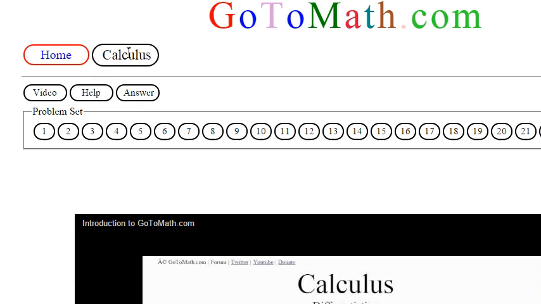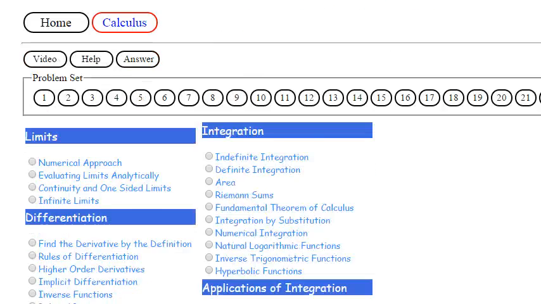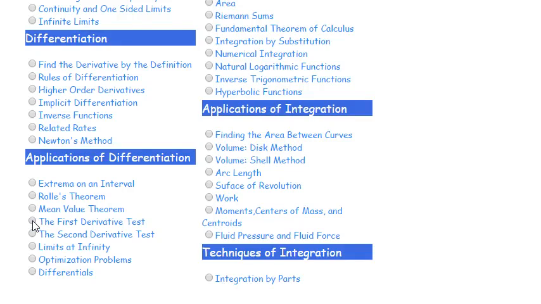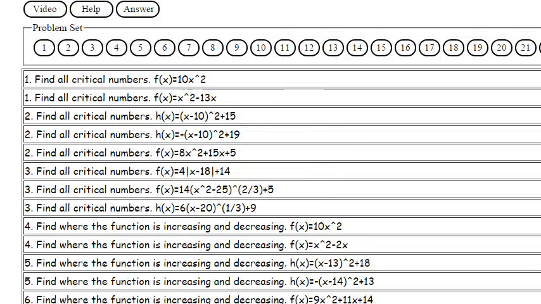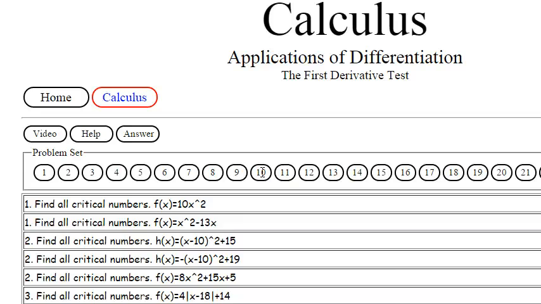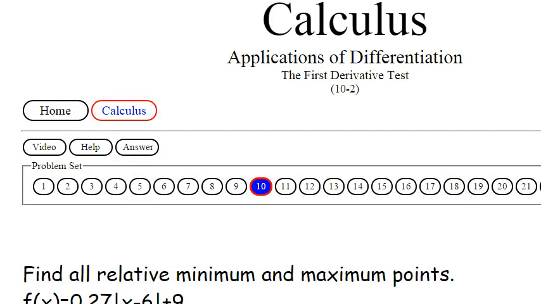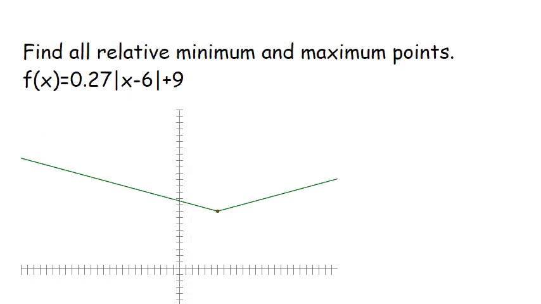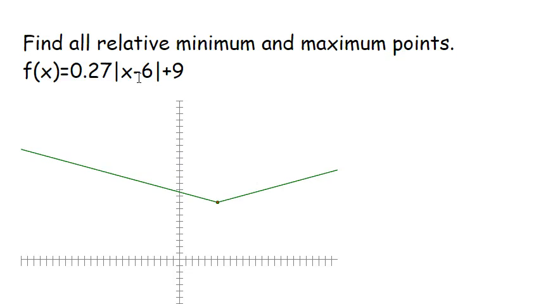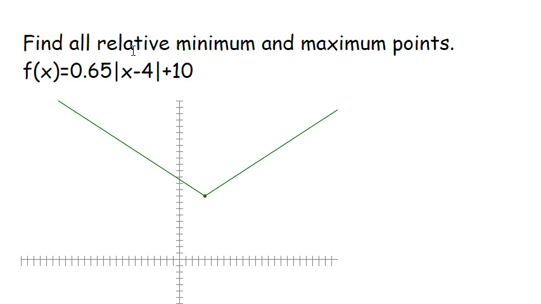Okay, we're here at go-to-math.com. Click on the calculus and let's go down to the first derivative test. And I believe 10-2 is what we need to look at. And that looks like a good graph there. You can always change the problem by clicking right there, okay? Just click on the problem, change it. Find all relative minimum maximum points. So let's write this down and then head over to the whiteboard.